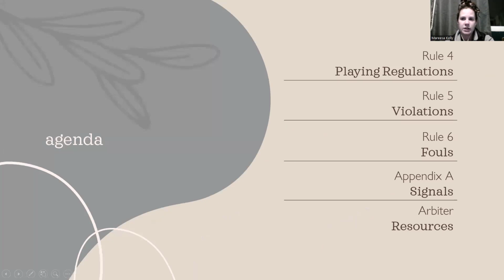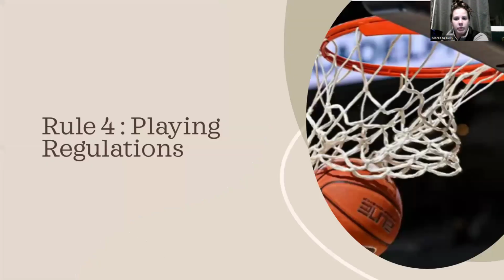So we're gonna go over some of the important little bits straight out of the FIBA rules. We're going to go over some of the playing regulations, which is Rule 4, Rule 5, which is violations, Rule 6, which is fouls, and a little bit in the appendix, which I will pull up for you, which is all of the signals, which is what we will go through more in depth on Saturday at the on-the-floor session. And then we will go through some resources and how to work Arbiter.